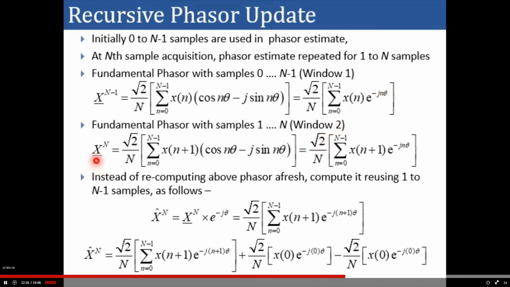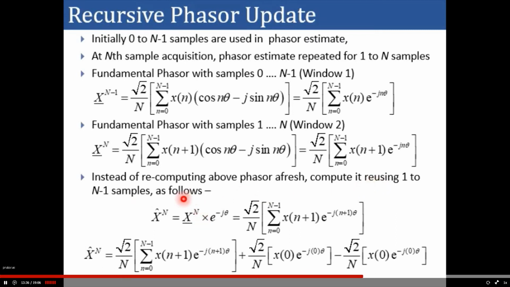We can write, say, if this is xn, the fundamental phasor for window 2 is root 2 by n, sigma n is equal to 0 to capital N minus 1, xn plus 1 e to the power minus jn theta. Now instead of recomputing the above phasor, that is the phasor in window 2, we will compute this phasor by reusing the samples from 1 to n minus 1 which are there in window 1.